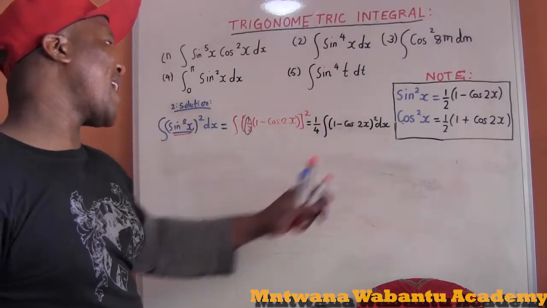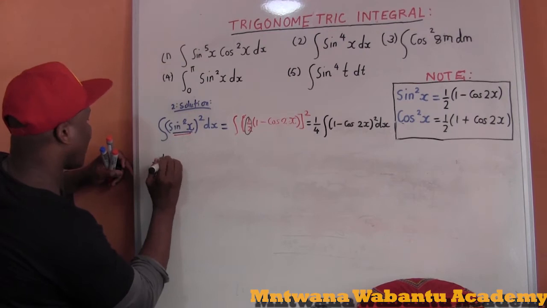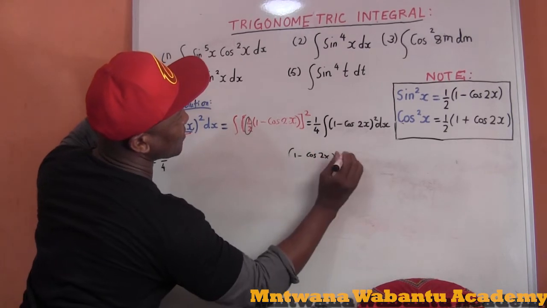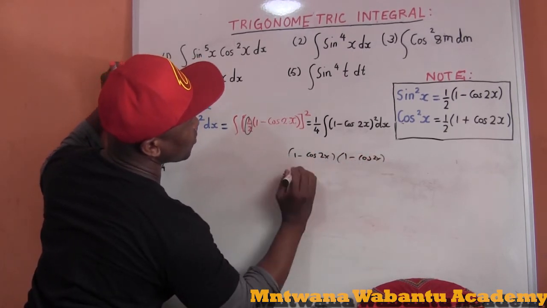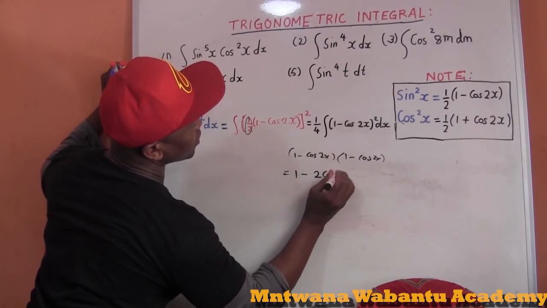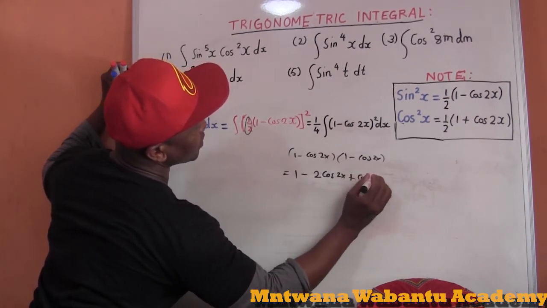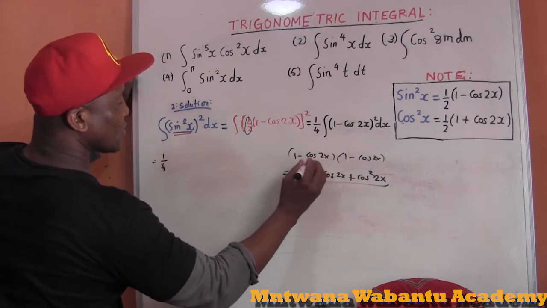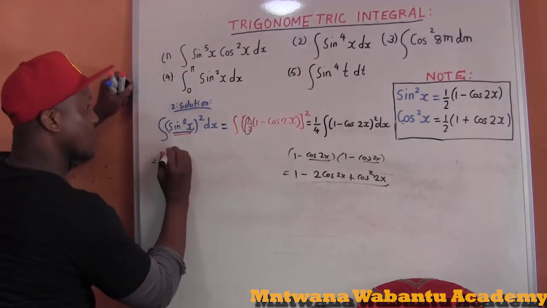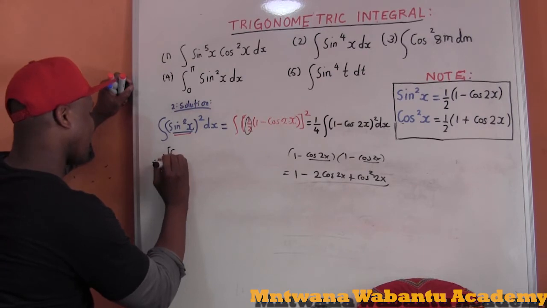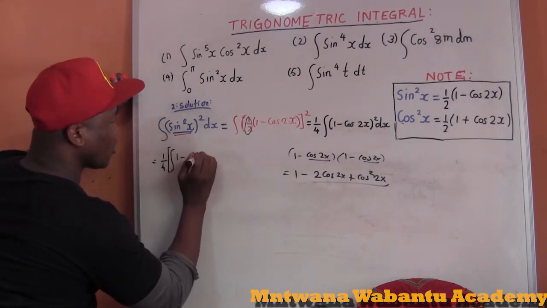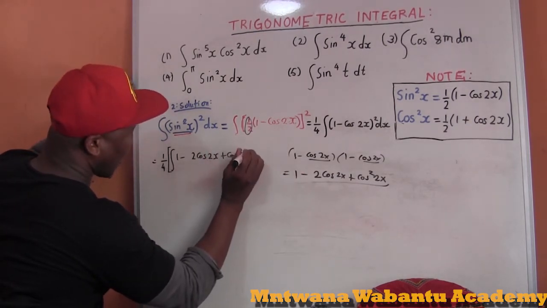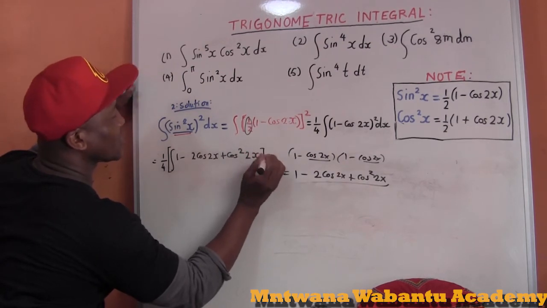So I'm going to expand all of this, with the 1/4. When you expand 1 minus cos 2x multiplied by 1 minus cos 2x, it's going to be 1, then minus 2 cos of 2x, and then plus cos of 2x, squared. So now this is the integral of 1 minus 2 cos 2x plus cos square 2x dx.